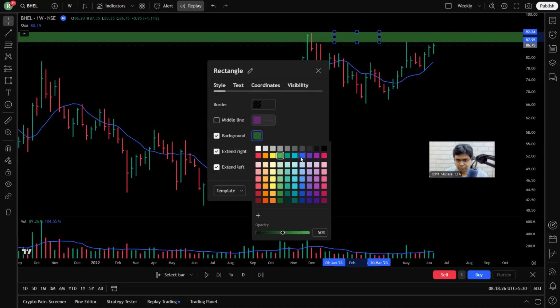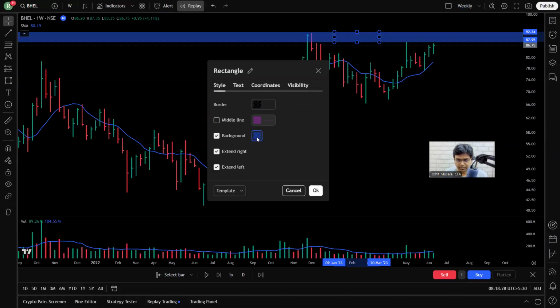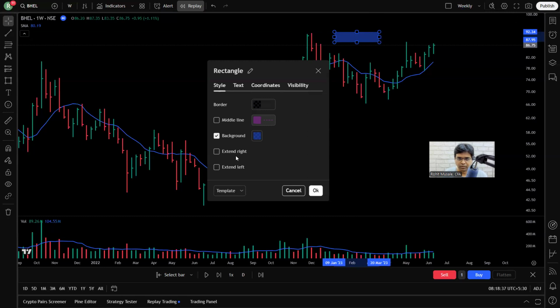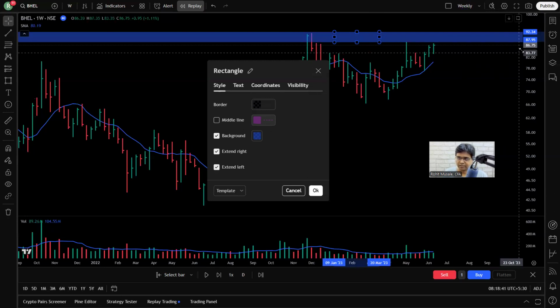Then you go to style. You make it blue. Then here you make it 50%. Give it shading. Extend right, extend left. If you remove this, it will look like this. That is why you extend right, extend left. That's it. Just remember this price 87.95, because we need that price to calculate the stop loss range.